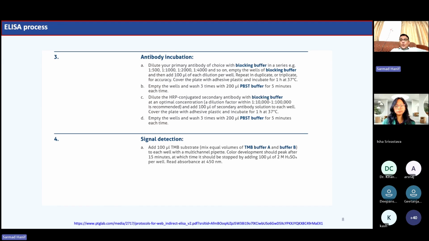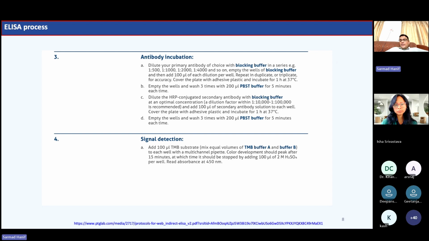You coat them, and then although they have written at each and every step 37 degrees centigrade, I can assure you that these steps can be done at room temperature also, because we have done it. We established that. Now then again, washing is done, and then for the signal detection, what they do is they put the TMB. What will TMB do?